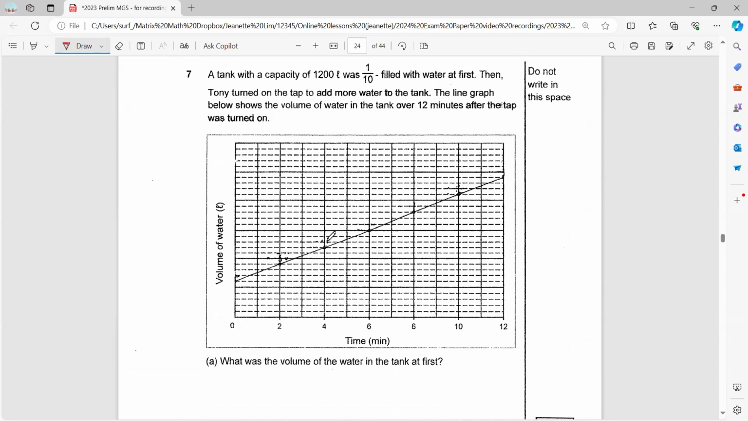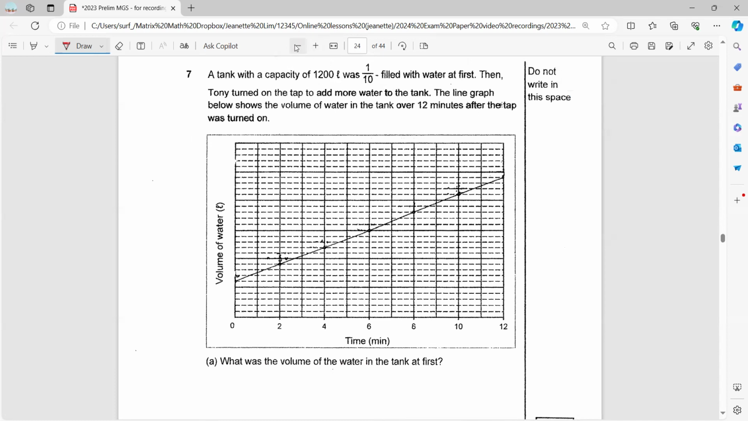Question 7. We have a graph here. A tank with a capacity of 1,200 liters was 1/10 filled with water at first. So that's the starting point. Then Tony turned on the tap to add more water to the tank. That's why it's increasing. The line graph below shows the volume of water in the tank over 12 minutes after the tap was turned on. So what was the volume at first?